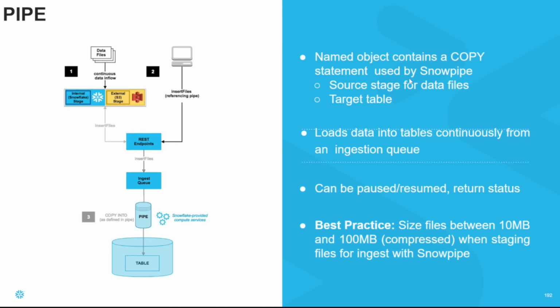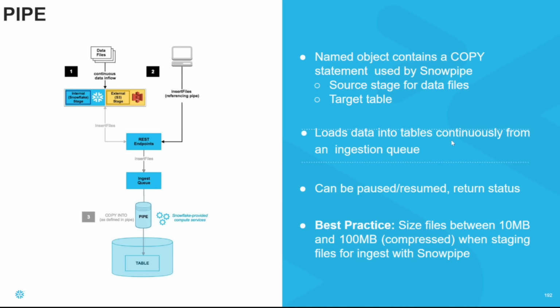Now let's see how Snowpipe works. Snowpipe also contains a copy command, which is used by Snowpipe, where you have the source stage for the data files and a target table where you want to load that. So these are the two things you use in Snowpipe.